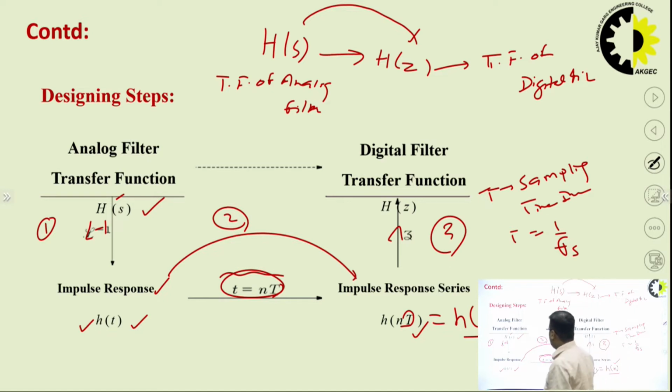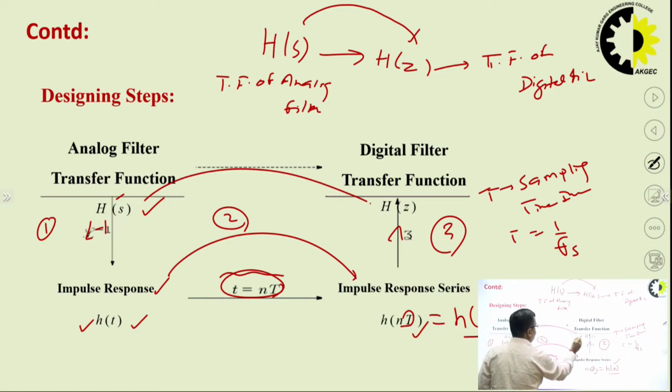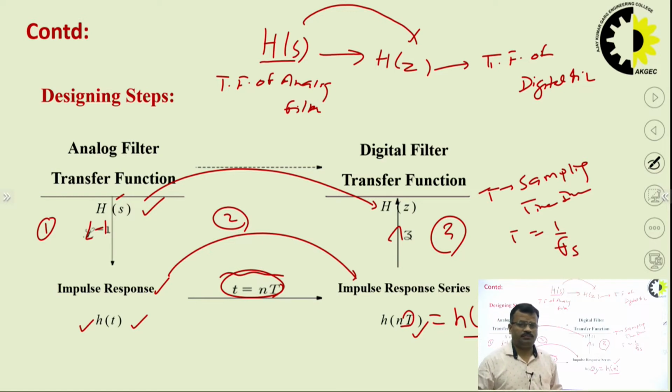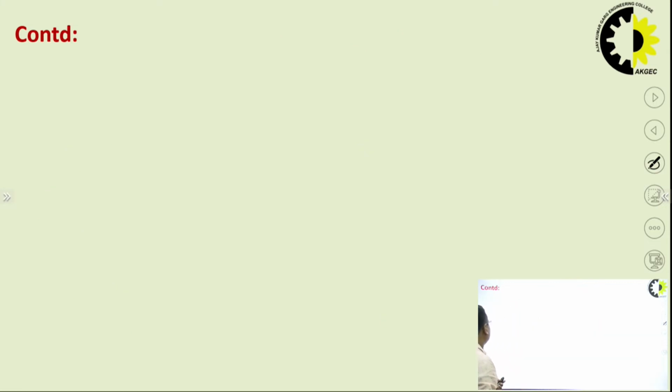Now what will happen? You are converting your Hs into Hz from these three basic steps. So, by using these three basic steps, you can convert, you can map, you can transform your Hs into Hz using the impulse invariant transformation method. I think it will be okay to everybody.